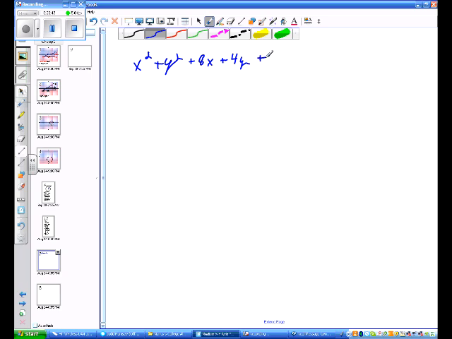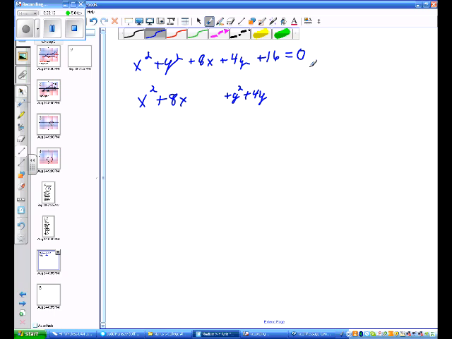plus 16 equals 0. Now the big key to knowing when you're going to have to do completing the square, when you're simplifying, is when you have this linear term. You have an x or a y squared and you have a linear term. Then you have to do completing the square. So the first thing I'm going to do is rearrange this, putting my x's together. So x squared plus 8x. I'm going to leave a space. Then I'm going to put my y's. So I have y squared plus 4y.